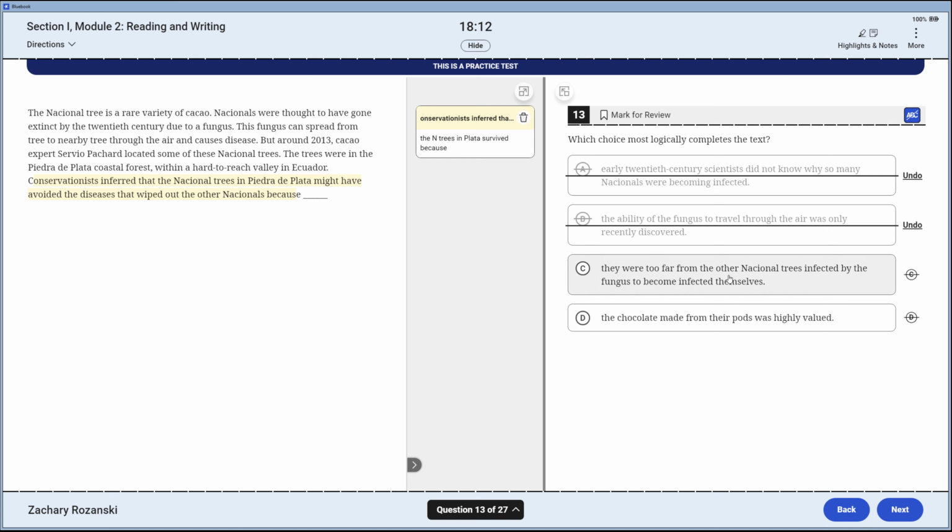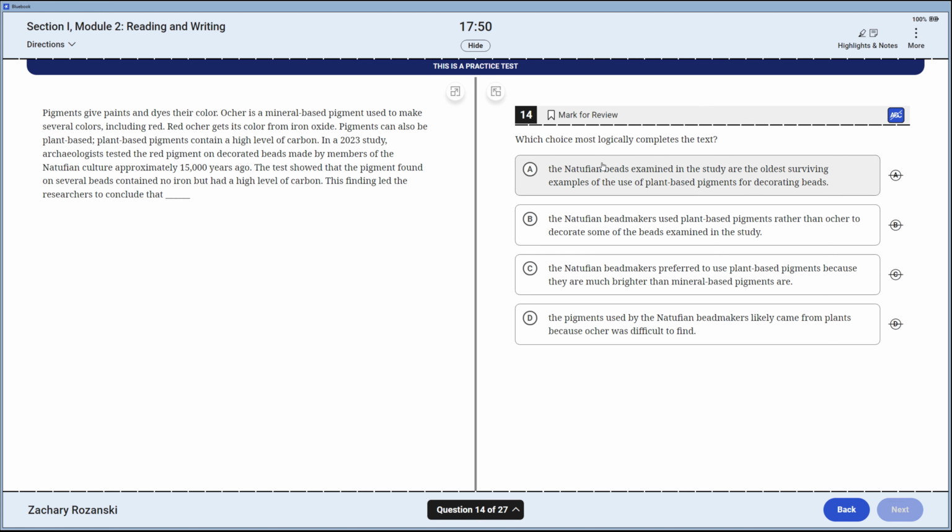They were too far from the others to be infected by the fungus. This gives a reason. Why did they survive? Well, because they were too far away to get infected themselves. And the chocolate made from their pods was highly valuable. A and D are both making some claim that they knew why and could have intervened, but where this text is ending up, I don't have those bits of information. It's just got to be C.